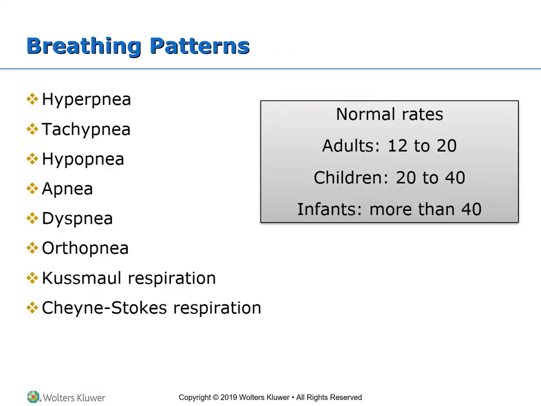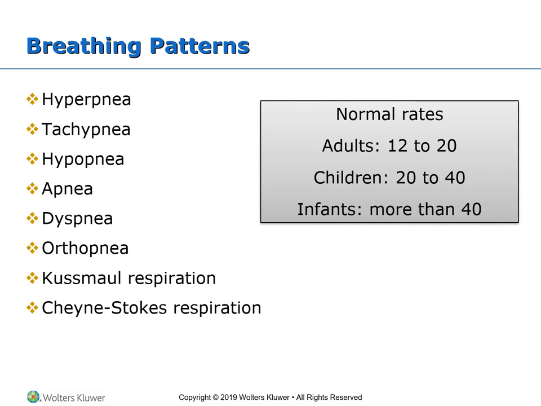We'll discuss now different types of breathing patterns. The normal breathing rate, as we already stated, will vary between 12 and 20 breaths per minute for adults. It will be increased in children, between 20 and 40 breaths per minute, depending on their age and size. The smaller or younger the child, the higher the breathing rate, while in infants the rate may be 40 and sometimes even higher, especially if they are premature.